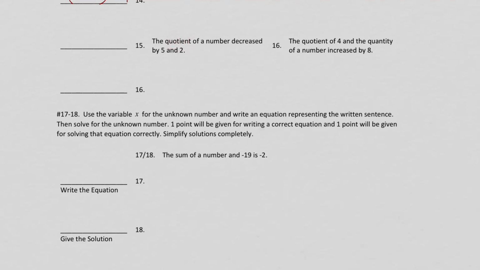The quotient of a number decreased by 5 and 2. Whenever you see a thing like a quotient, you look for the "and." That gives you your division bar. And 2. And it's a number decreased by 5. The quotient of 4 and the quantity. So the quotient of 4 and the quantity of a number increased by 8.